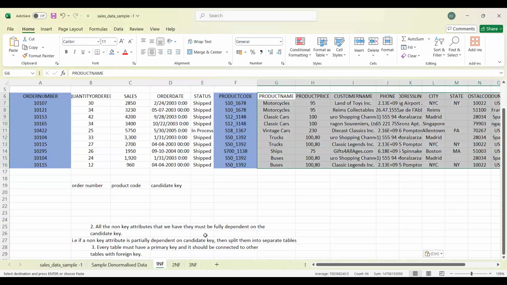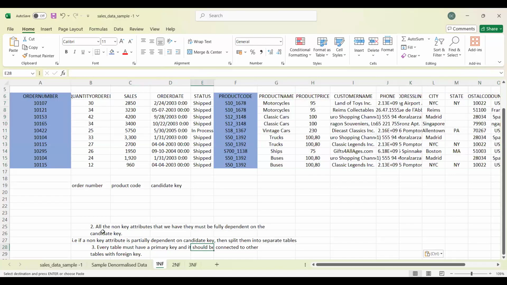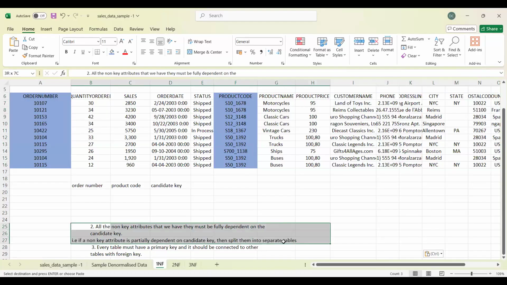At the bottom, if you observe, I wrote that if a non-key attribute is partially dependent, that means it is not fully depending, we need to split that into separate tables. This is one point you can see here. In the second point, all the non-key attributes should be fully dependent on these two columns. If not, then we need to split the columns into separate tables. Okay, this is the second point.